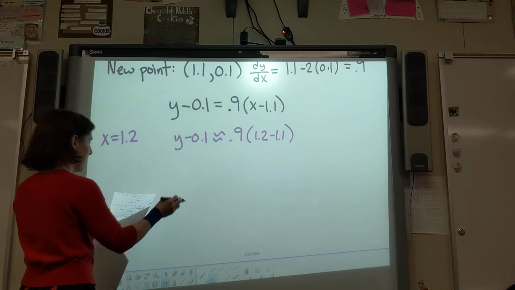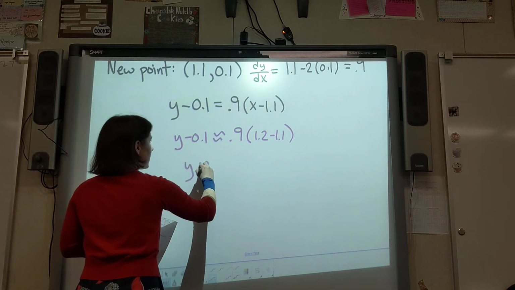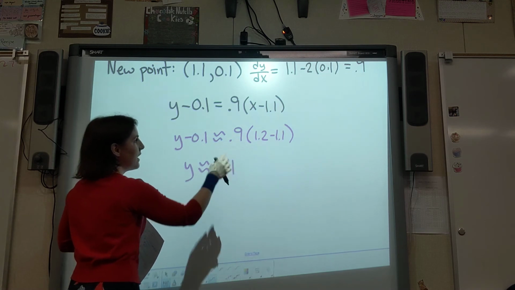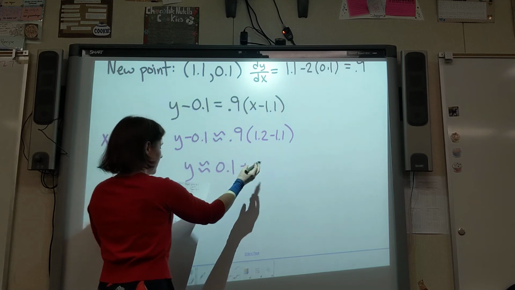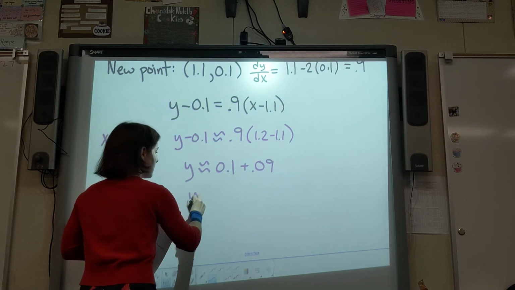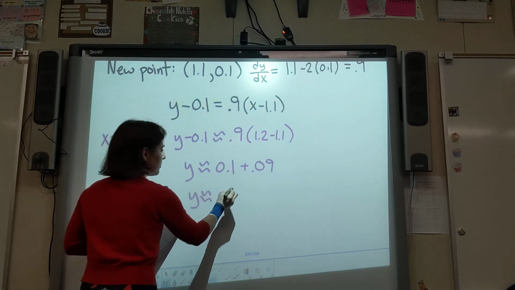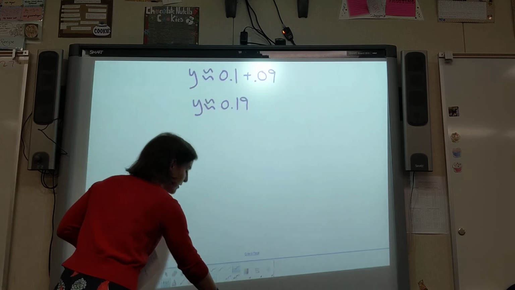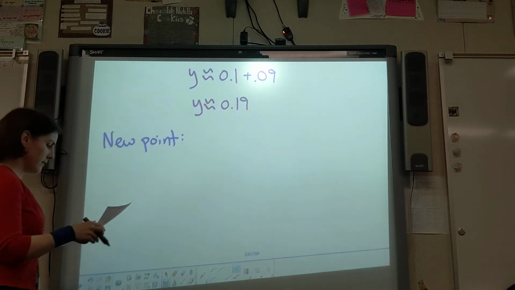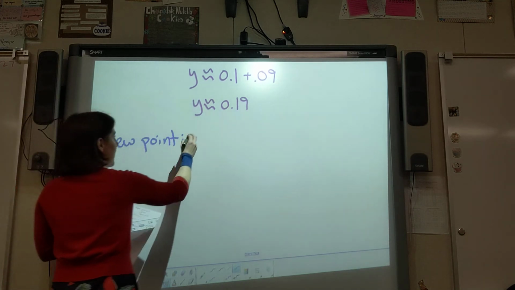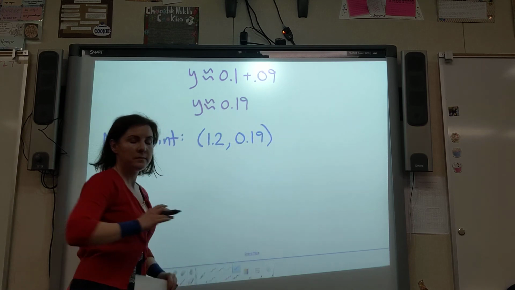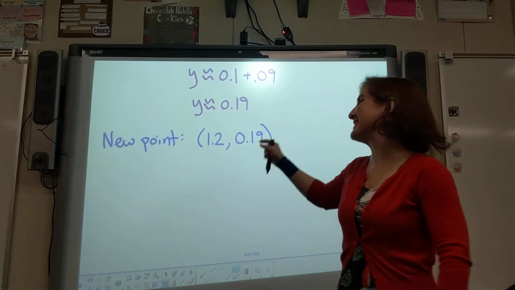Let's see how that goes. Okay, so if I add this, we've got an approximation, going to add the 0.1, and then subtract those. We've got a 0.09 when you multiply that. So our y approximation, 0.19. So that gives us a new point. We just had 1.2 for x, and we got out 0.19 for y. I'm going to use this new point to do a tangent line.